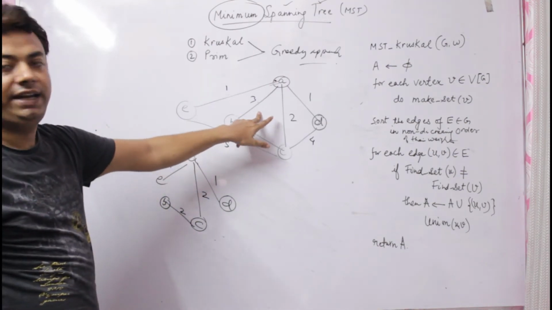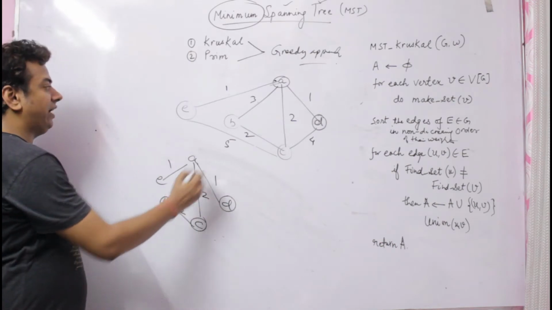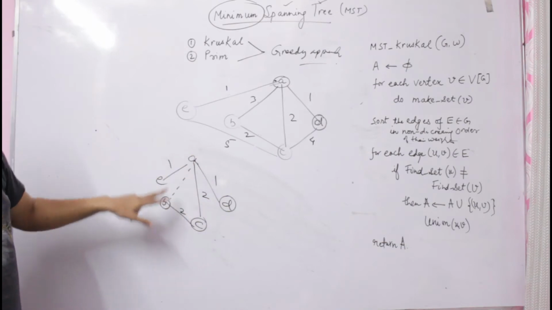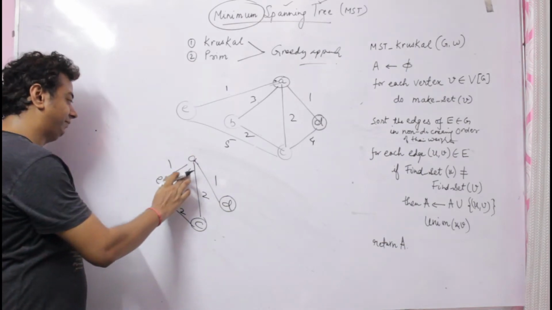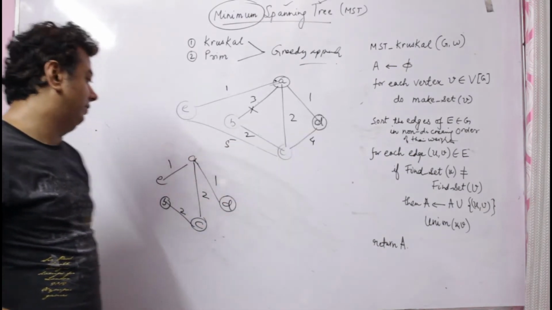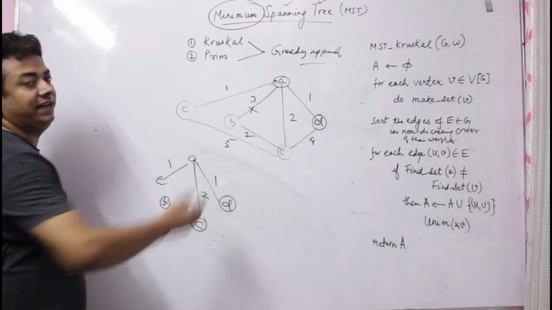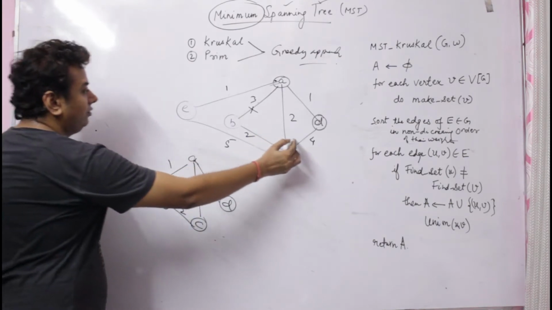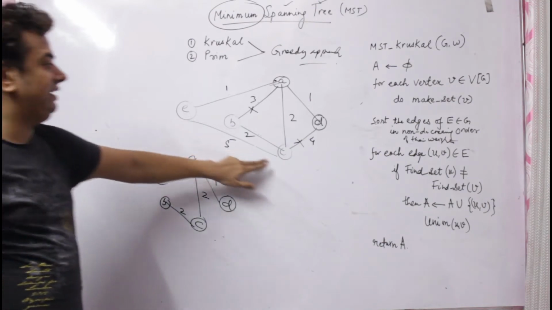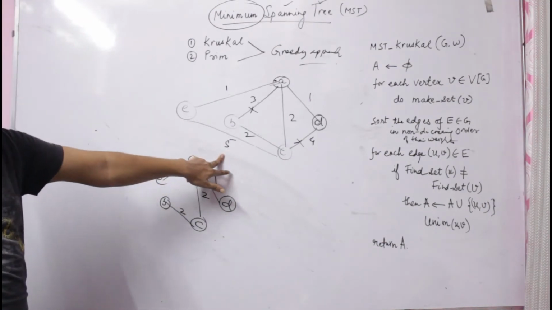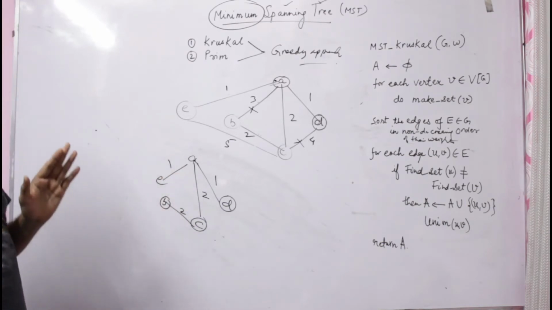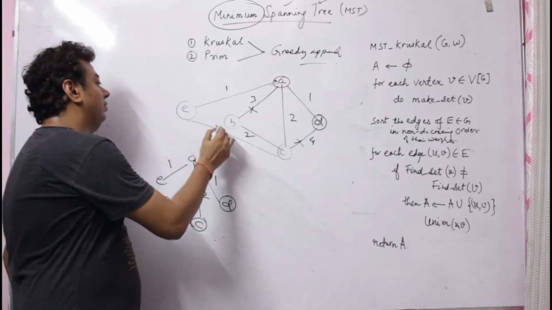Then we have this one, 3. If we join B and A, this will form a cycle. So we will not include this. Then 4. If we join C and D, it will again form a cycle. So we will also not include this. If we include this E and C, which is of 5, this will also form a cycle. So we will not include this one also.